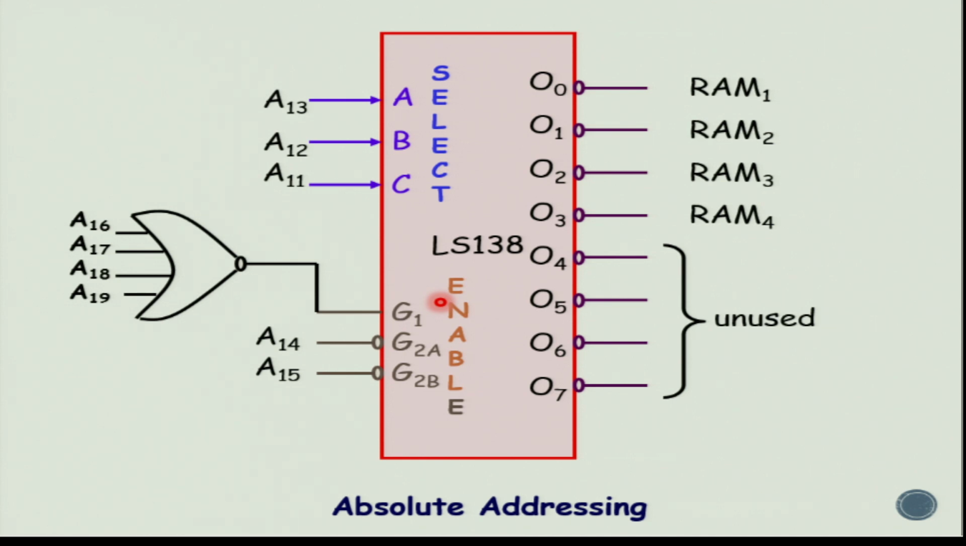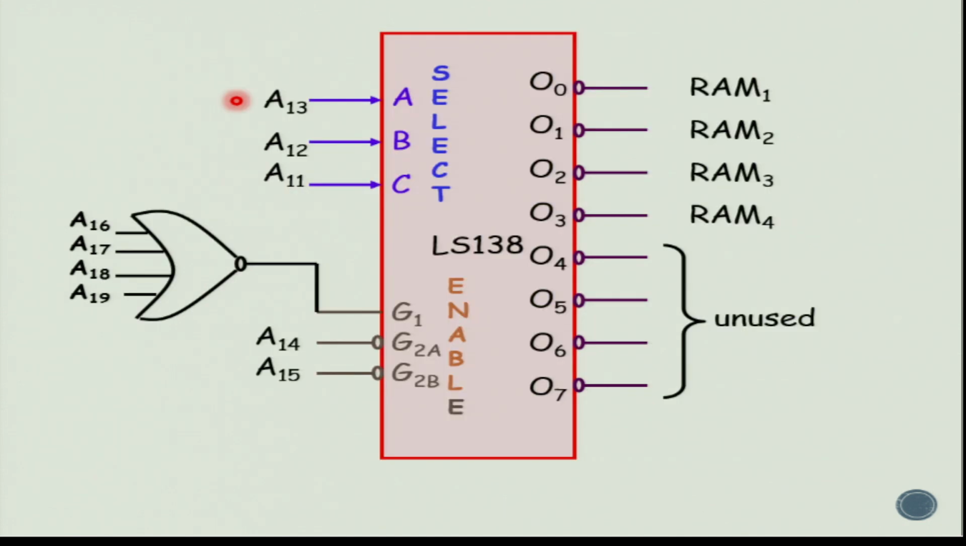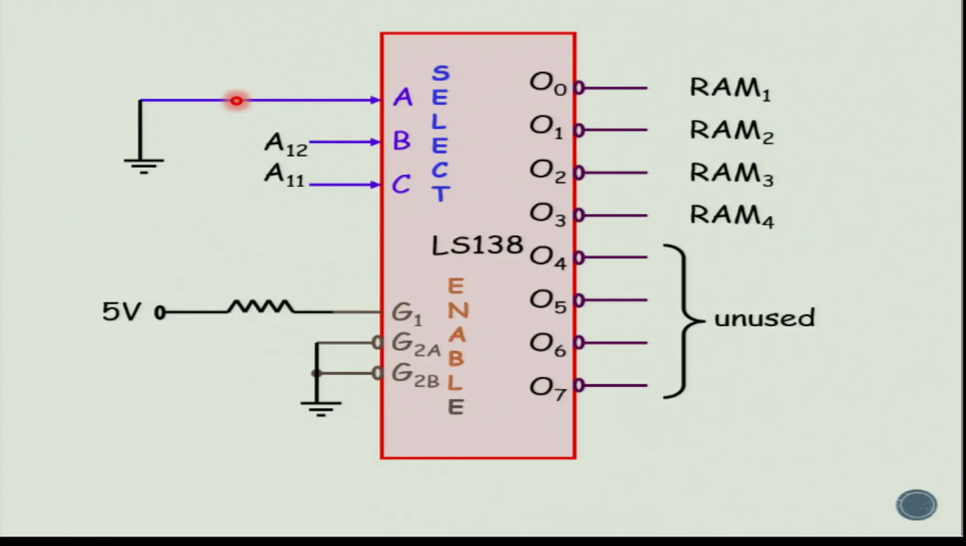Now it is not necessary that you make use of all of them, because according to our memory map, what we require is only A11 and A12 to select between the RAM chips. So instead of using absolute addressing, you can also do incremental addressing, where you use only A11 and A12 to select between RAM 1, RAM 2, RAM 3 and RAM 4. This kind of addressing, where you use only the required address lines, is called incremental addressing.